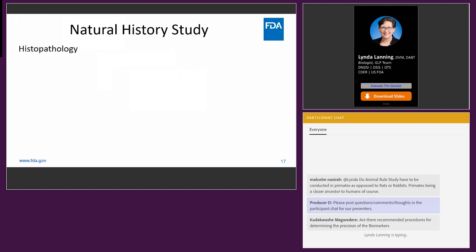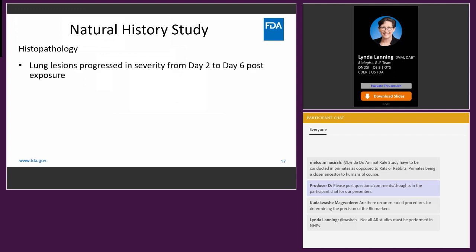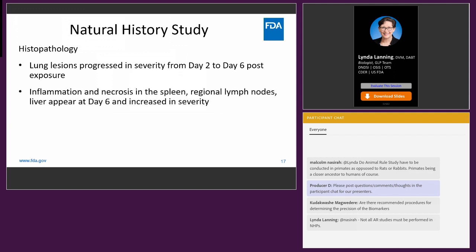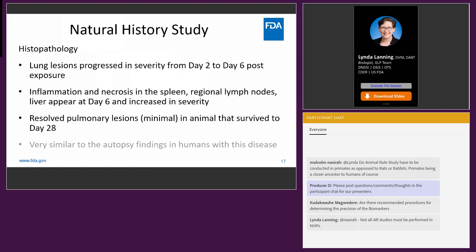On histopathology assessment, it revealed a progression in severity of lung lesions from day 2 to day 6 post-exposure. Inflammation and necrosis in the spleen, regional lymph nodes, and liver appeared on day 6 post-exposure and increased in severity on subsequent days. There was a resolution of pulmonary lesions in the animal that survived to day 28, and it was noted that the microscopic findings in these challenged animals were similar to those observed in humans with this disease.